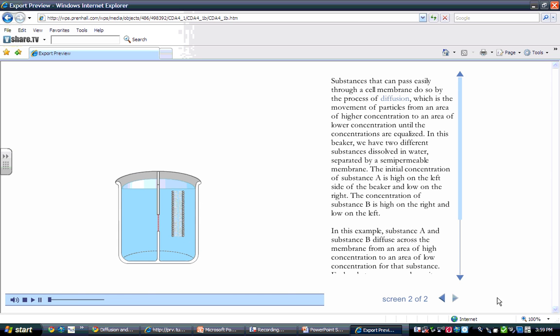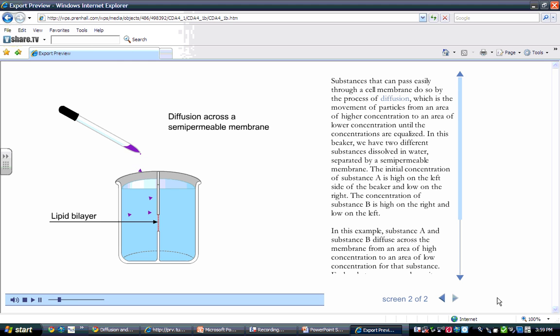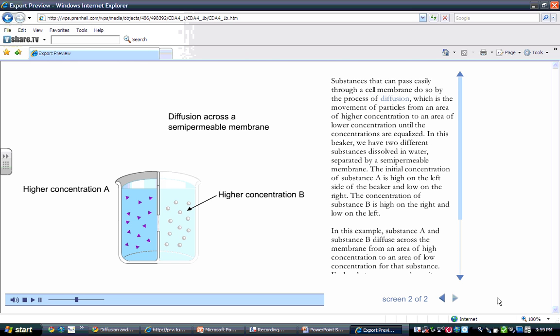Substances that can pass easily through a cell membrane do so by the process of diffusion, which is the movement of particles from an area of higher concentration to an area of lower concentration until the concentrations are equalized. In this beaker, we have two different substances dissolved in water, separated by a semi-permeable membrane. The initial concentration of substance A is high on the left side of the beaker and low on the right. The concentration of substance B is high on the right and low on the left.